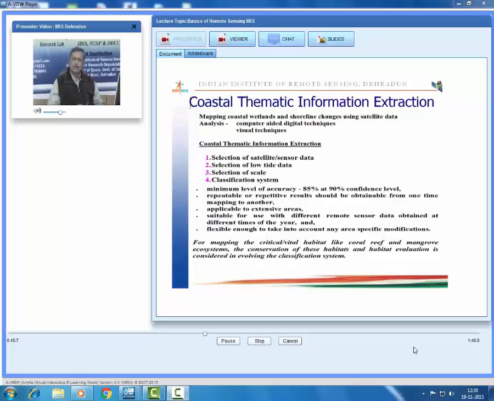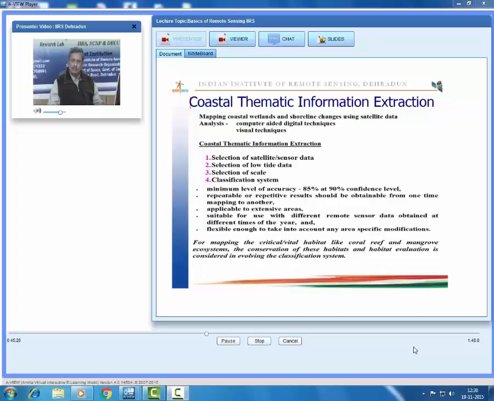Now, selection of low tide data particularly, because all the mud flat will be exposed. In the high tide, they will be under the water, so you cannot get any information about the mud flat. It is always better if your objective is to map a good coastal thematic map, you should go for low tide data. And this is very important.